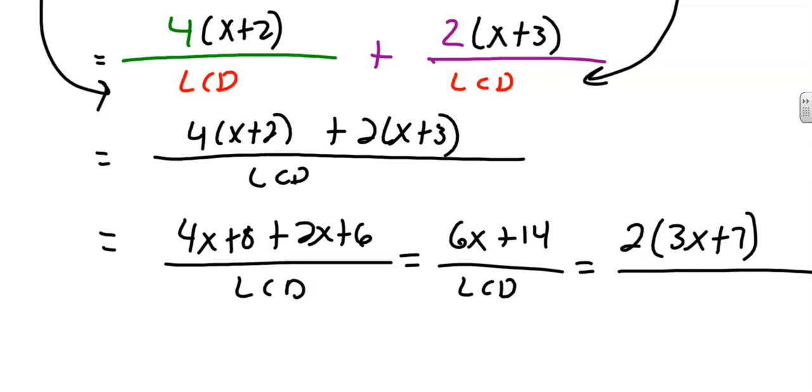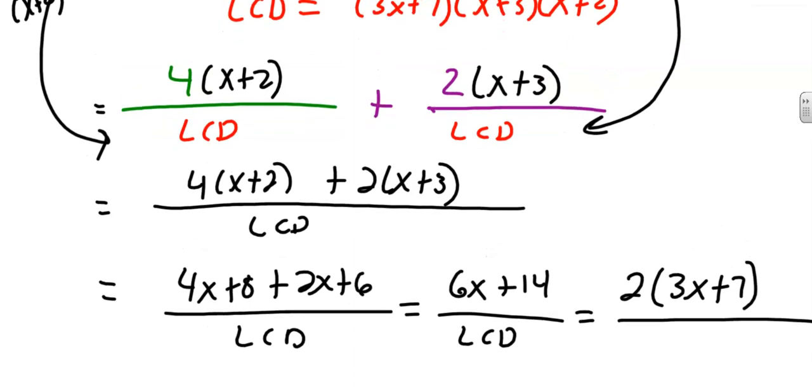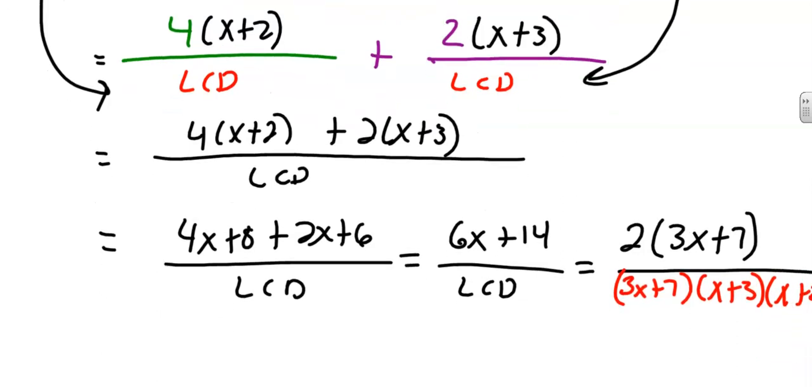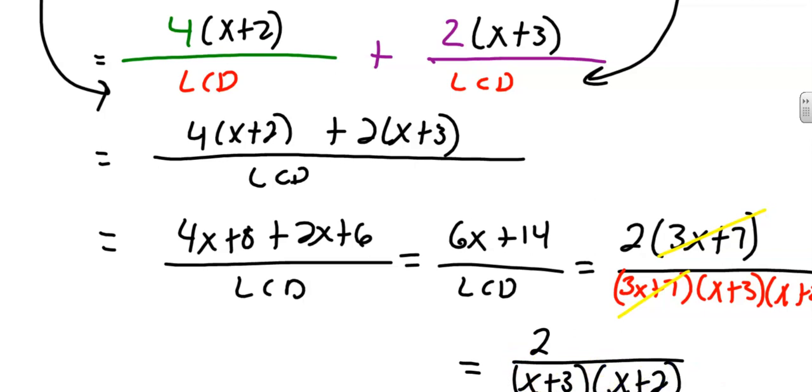We've done distributive property, we combined like terms, and at the end we had a little bit of a greatest common factor there. Now we can bring in that least common denominator, which was 3x plus 7. You're going to say, hey, we can cancel. Well, there we go. Get an x plus 3 and an x plus 2. Again, those 3x plus 7s do cancel. Finally get an answer of 2 over x plus 3 and x plus 2.